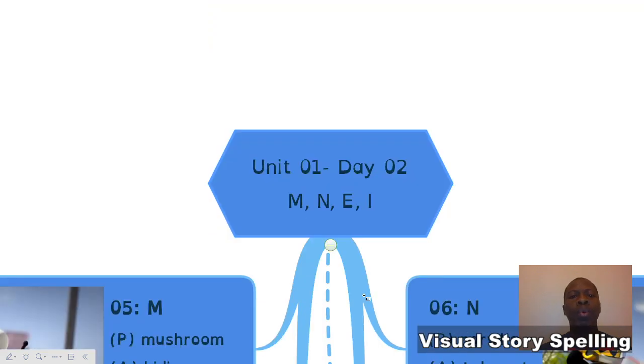This is day one of Unit 2, and in today's lesson, we're learning the characters M, N, and E. And in Visual Story Spelling, we're learning how to use a story to help us to spell a word.